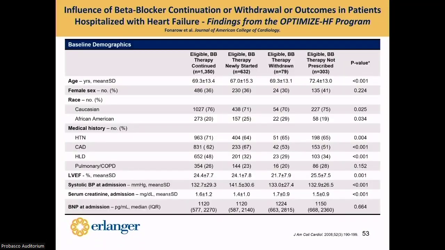Here you can see the baseline demographics, again stratified based on the patients who had therapy continued, new therapy started, therapy withdrawn, or therapy not prescribed. Noting that there are a few that are statistically significant, including the age, the history of coronary artery disease, hypertension, hyperlipidemia, and then the ejection fraction was statistically significant between the groups.